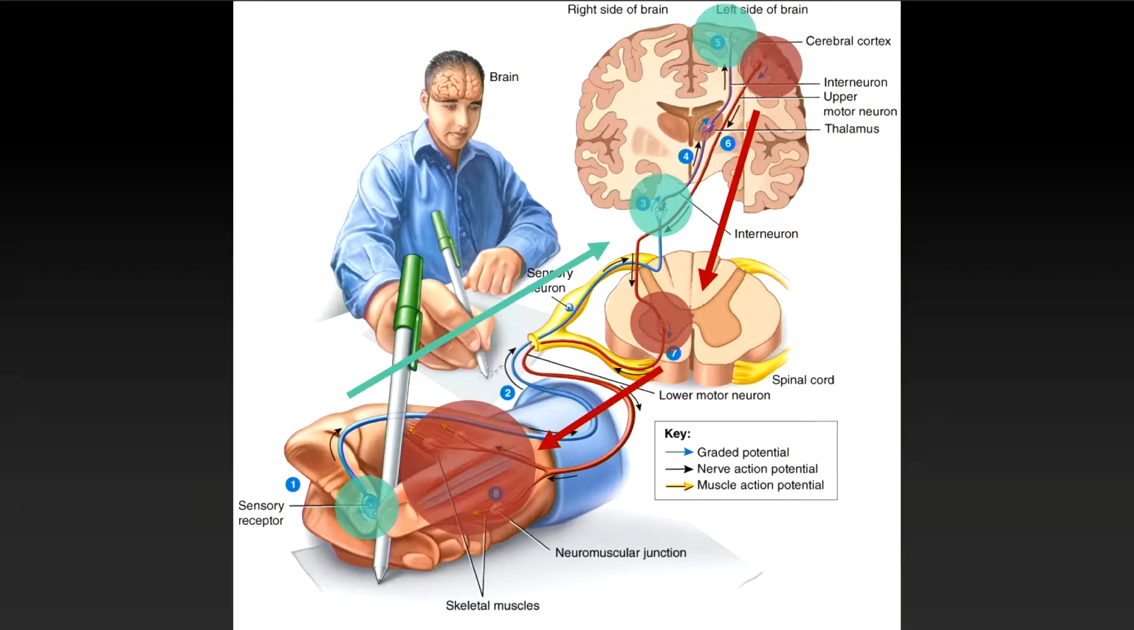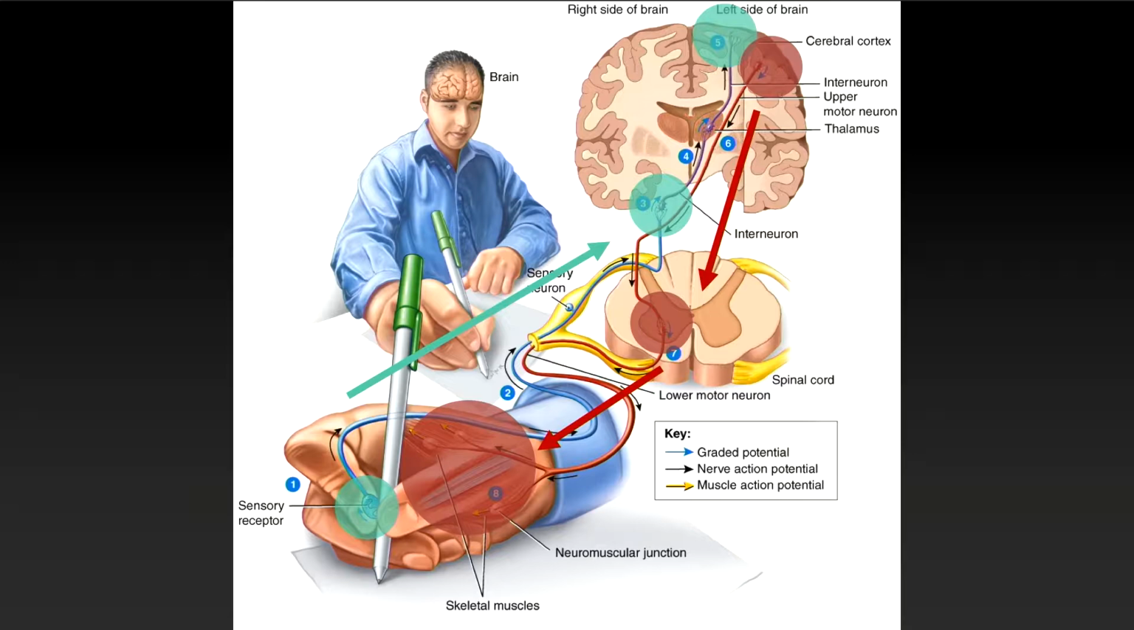We have one series of afferent nerves, one series of efferent nerves going to all the muscles of the hand that allow you to write. It's not as simple as that, I would say. This entire relay started with a graded potential and is supported by the movement of action potentials through the entire loop, the entire relay.